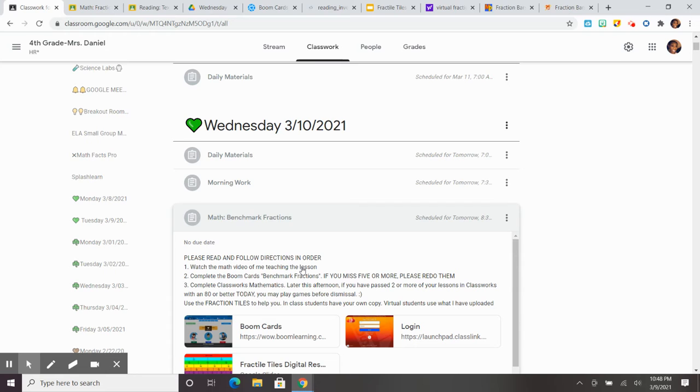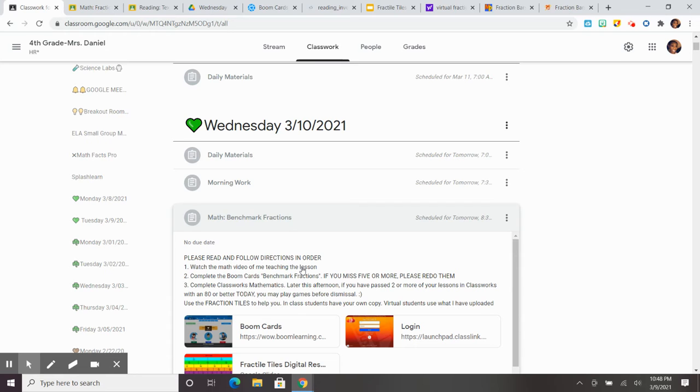If you miss 5 or more, please redo them. Number 3 says complete ClassWorks mathematics. Later this afternoon, if you have passed 2 or more of your lessons in ClassWorks with an 80 or better today, you may play games before dismissal. That's only before we leave for the day. Please do not ask me if you can play games earlier than that.